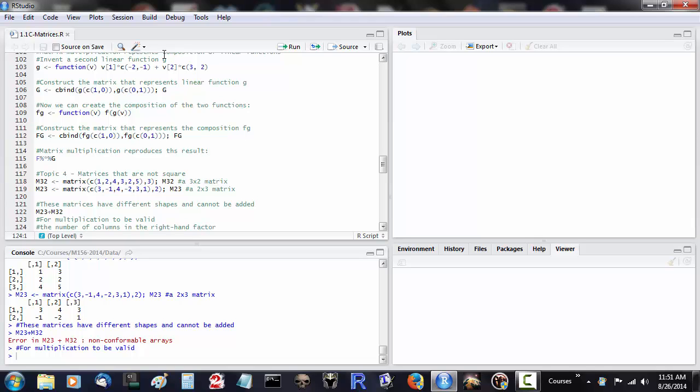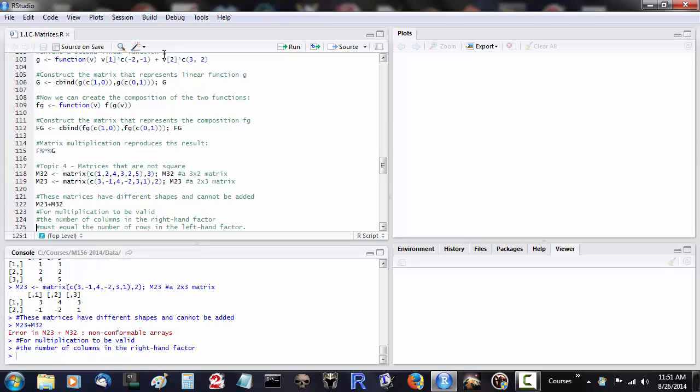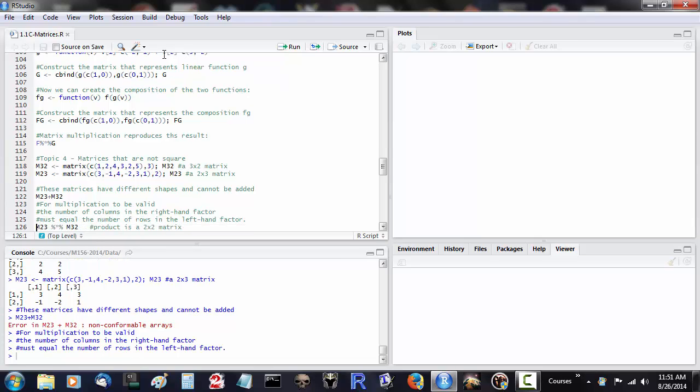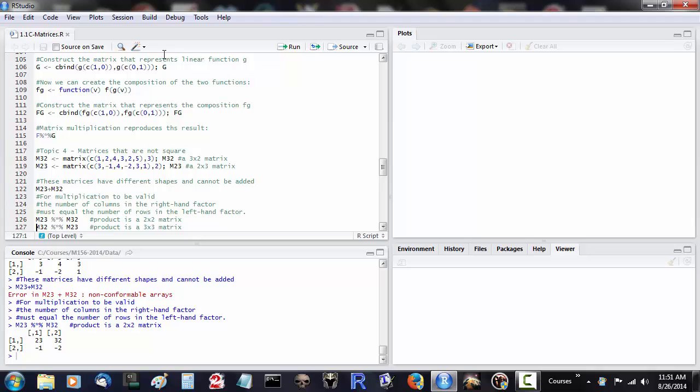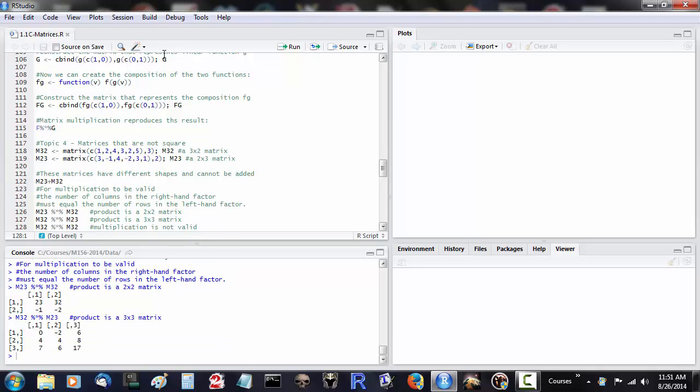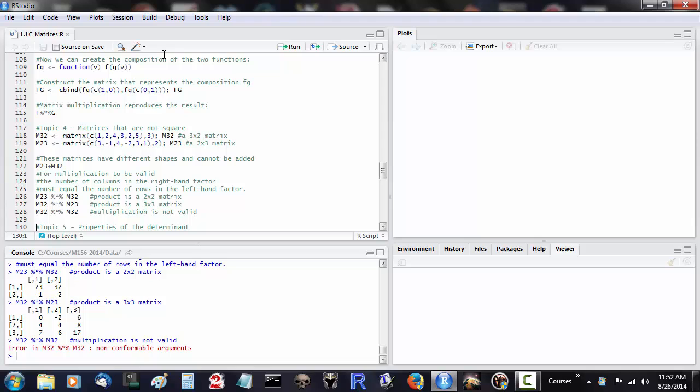I can multiply the matrices together if the number of columns in the right-hand factor equals the number of rows in the left-hand factor. If I take M23 and multiply it by M32, I get a perfectly good 2 by 2 matrix. If I try multiplying M32, which has 3 rows and 2 columns, by M32, R will complain.